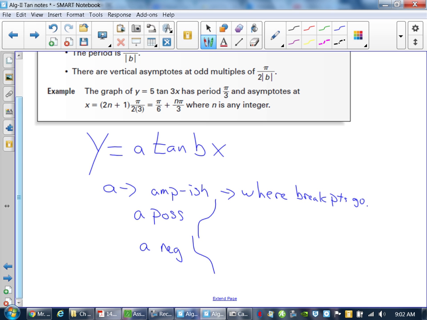And that A value, when I'm talking about those breakpoints, decides where those two other points would go.